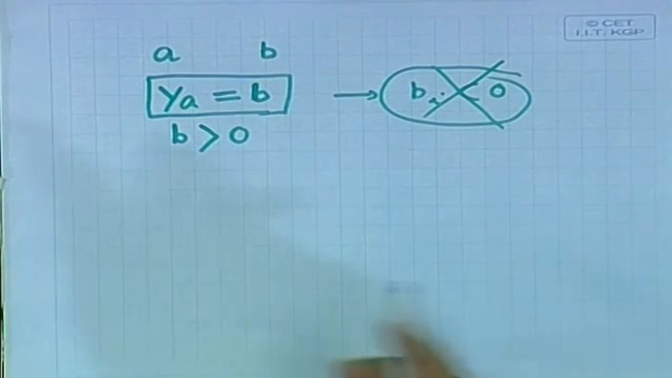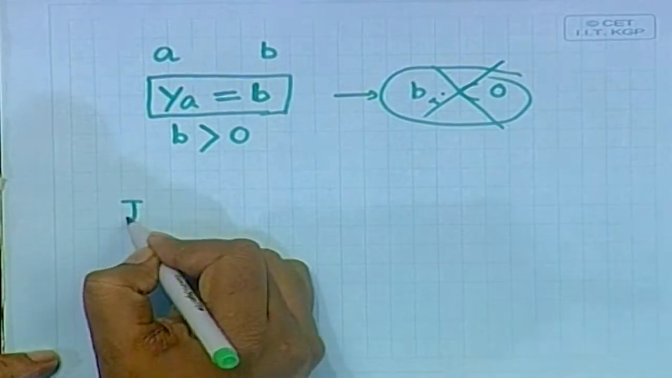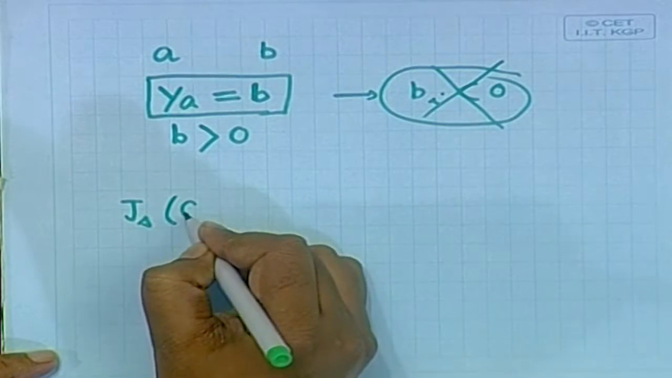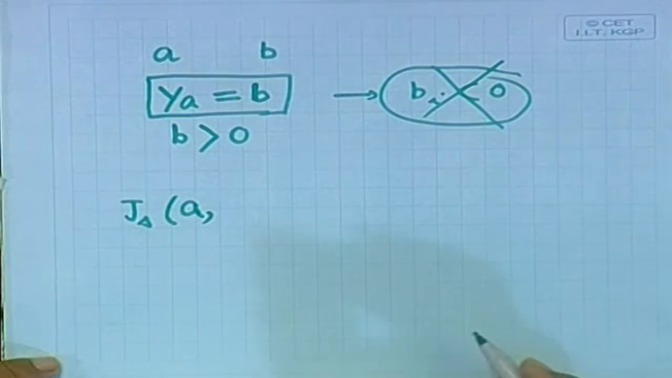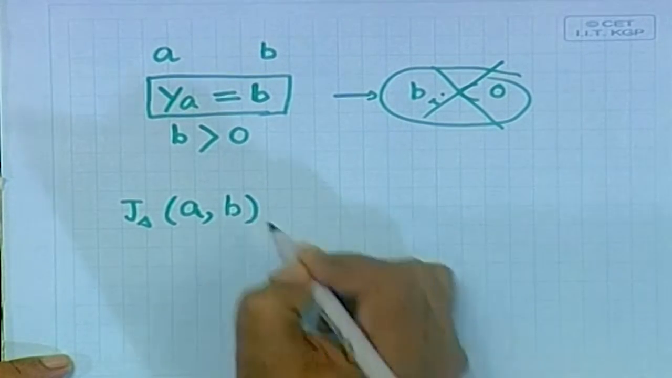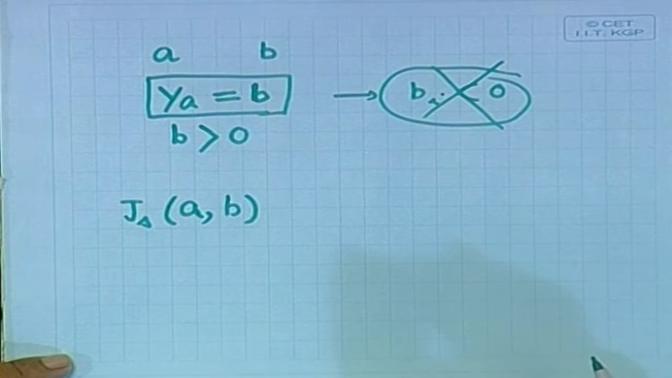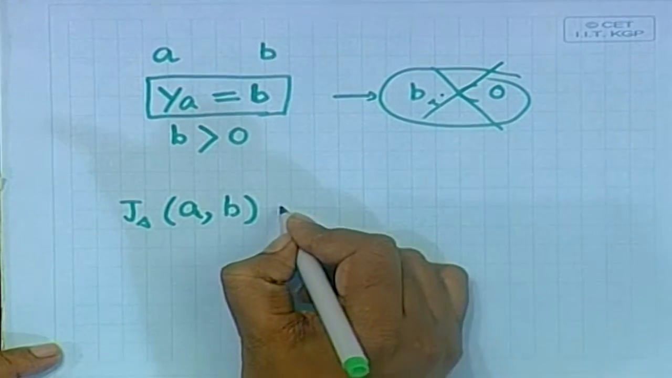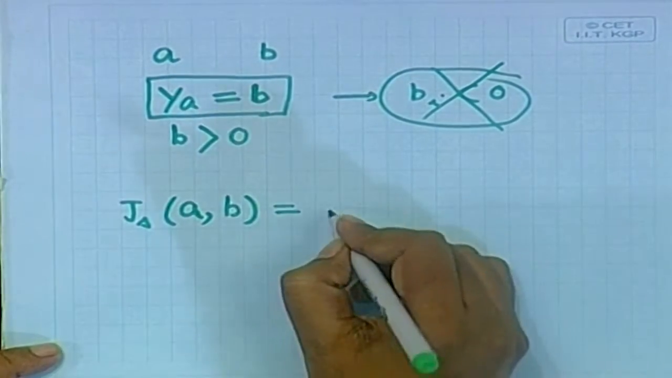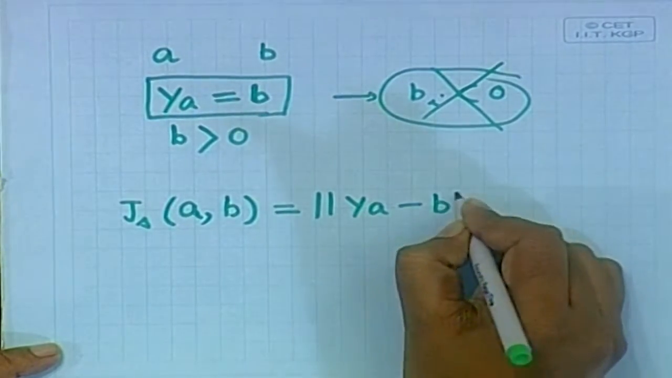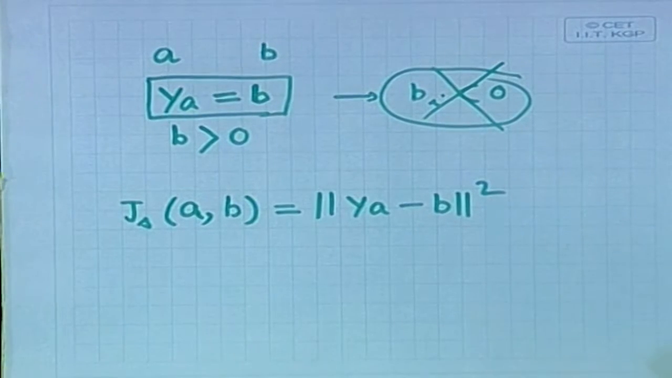So, when I do that, I will redefine my criteria function, that is Js. Earlier it was defined as a function of only A. Now, I have to define this as a function of both A and B, where A is the weight vector and B is the margin vector. However, the definition will remain the same: Js(A, B) is equal to the norm of Ya minus b, squared.